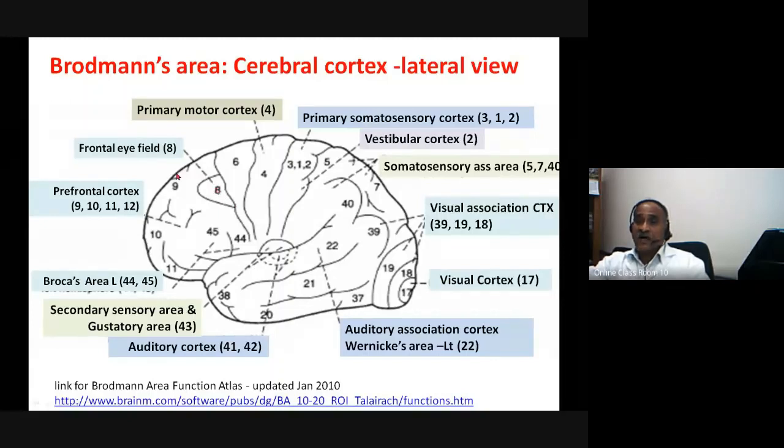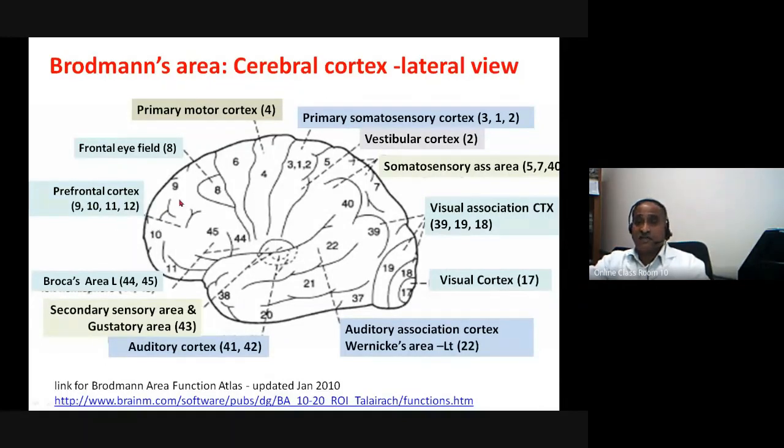Then we have 9, 10, 11, 12 up to 13. These form the prefrontal cortex. You just see that the prefrontal cortex areas are coming in series, one after another: 9, 10, 11, 12, and somewhere here 13. So that is the prefrontal cortex.